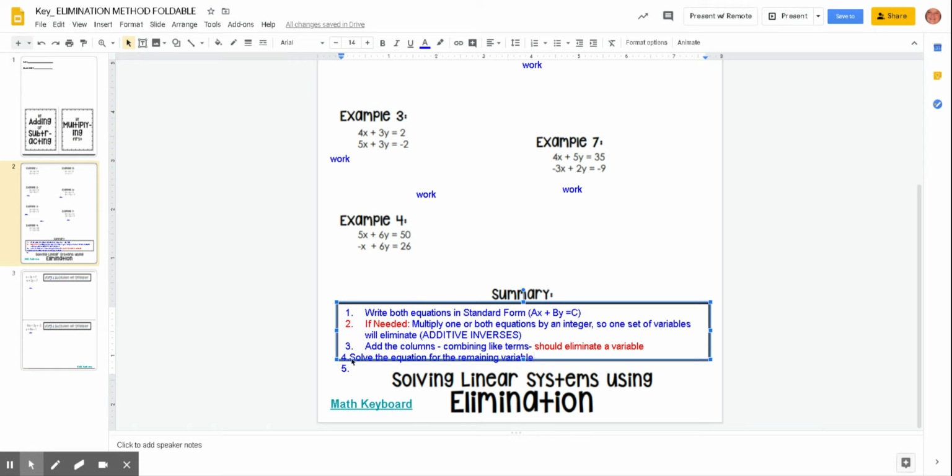So if we have a value for x or y, we then have to go in and do step 5, which is substitute the answer from step 2 or step 4 and solve for the second variable.